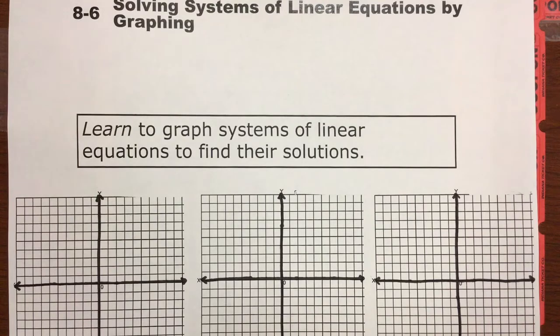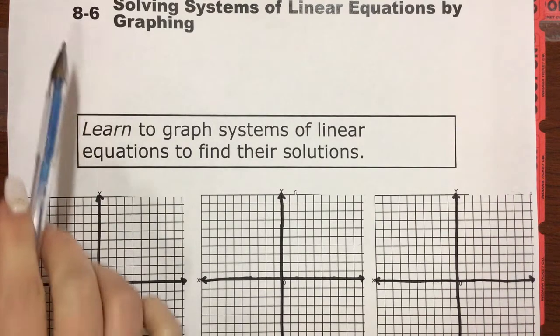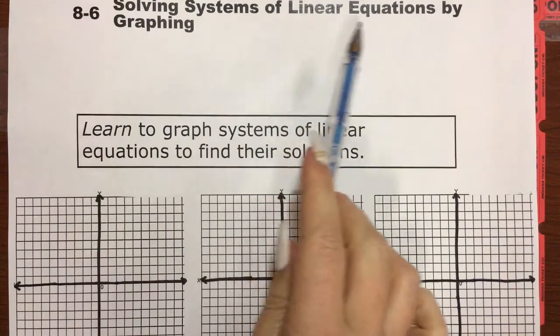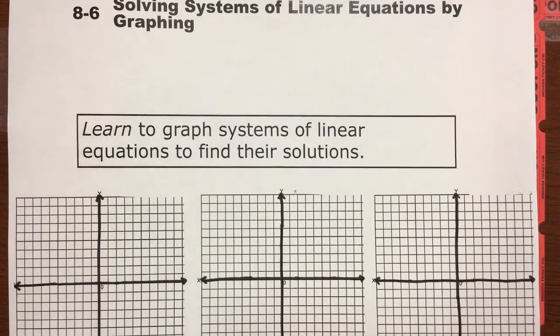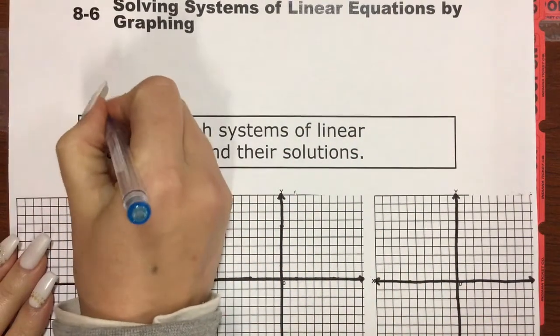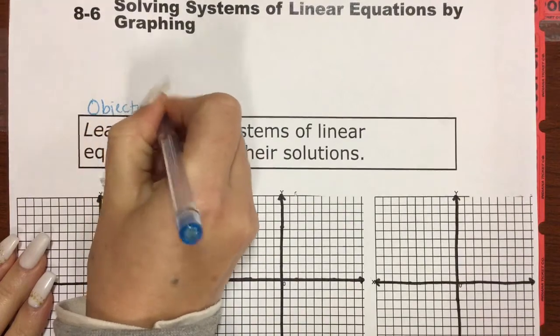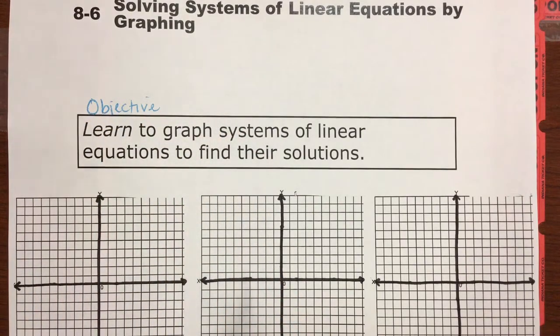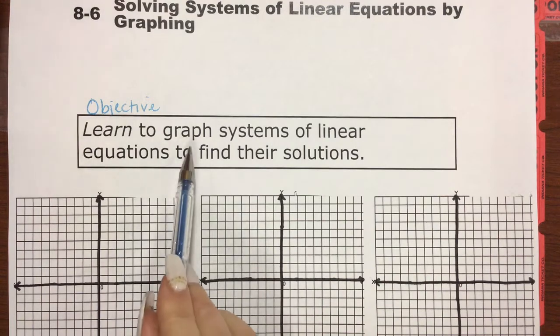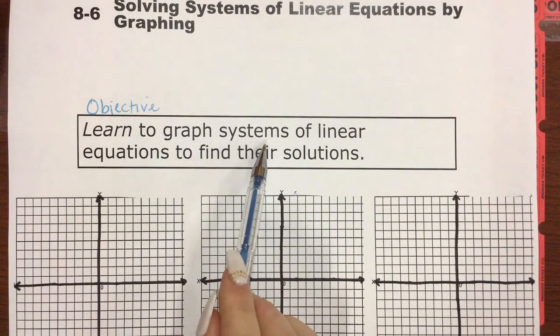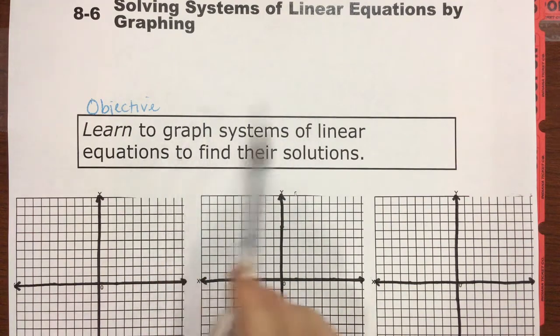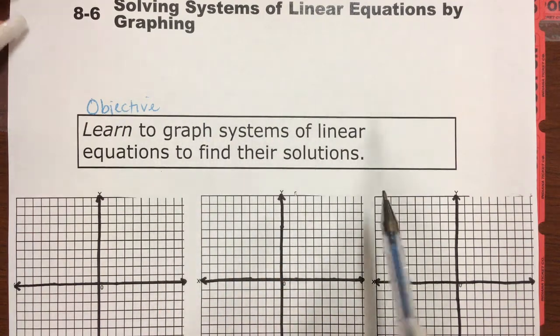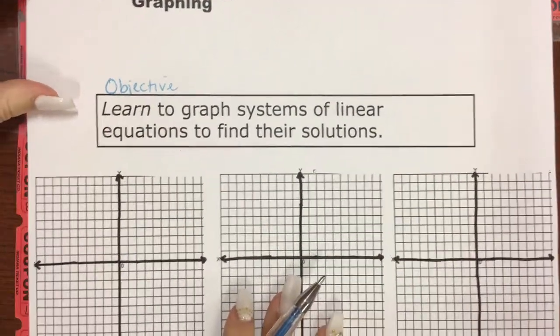All right. We are back with Chapter 8, Lesson 6, Solving Systems of Linear Equations by Graphing. So the objective for today is to learn to graph systems of linear equations to find their solutions. We're going to be graphing systems, that means more than one equation. It's going to be two equations of lines to find their solutions. Notice that solutions is plural.